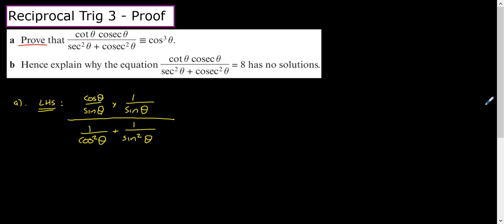So let's go and do a little bit more work here. Let's multiply these two fractions together, because that's what we have to do. Cot times cosec is this times this. Let's do that. All right, multiply the two fractions on the top. We get cos theta times 1 over sine squared theta. Okay, so that's my numerator.